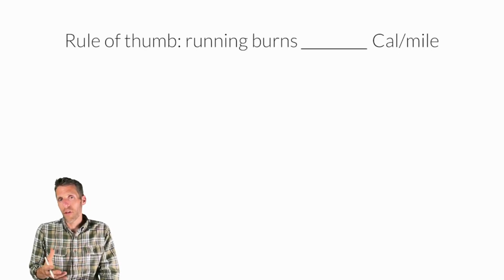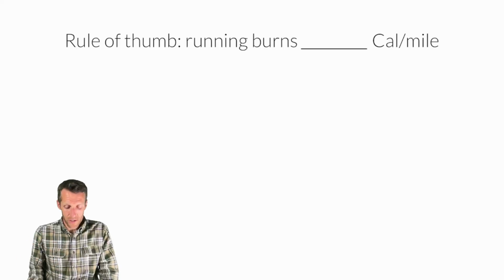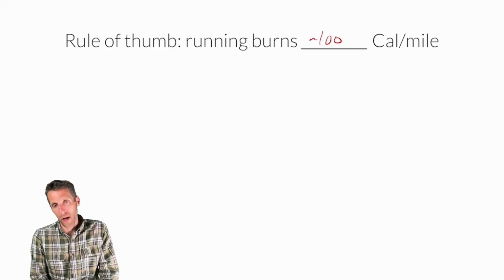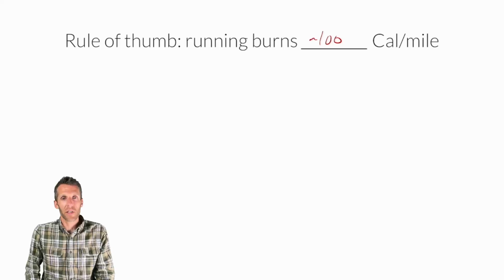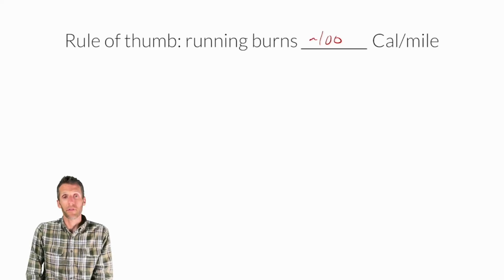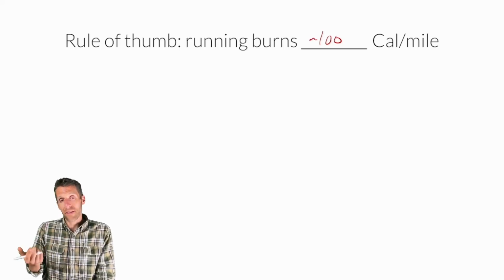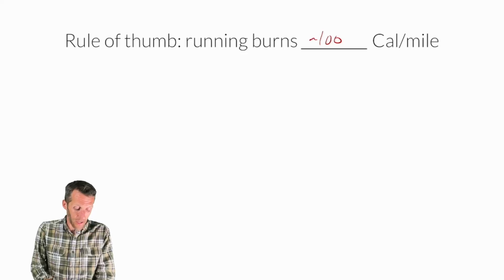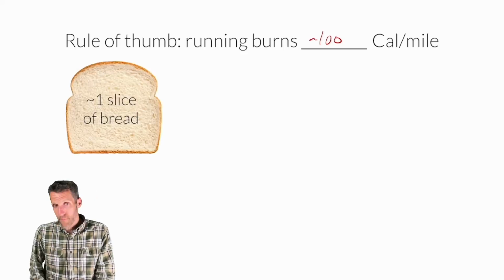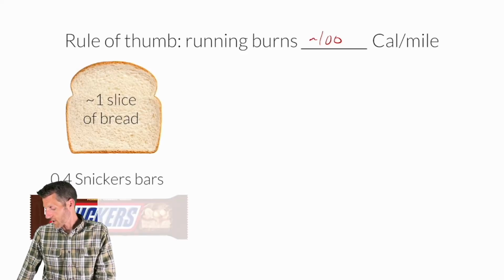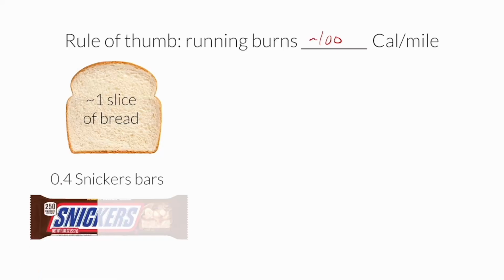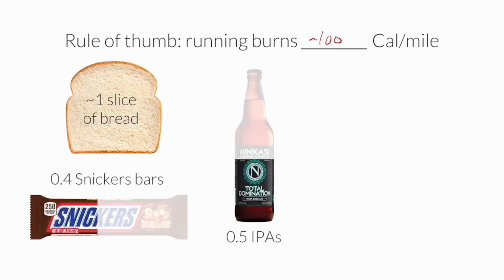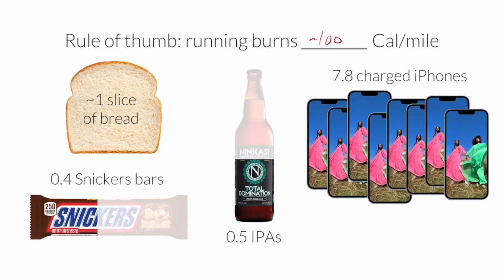So there's a rule of thumb that running burns about 100 calories per mile. That's a rough number, but it's good enough for the sort of thinking exercise we're about to do. If you ask, how much is 100 calories? Turns out that's about one slice of bread. It's 0.4 Snickers bars. It's half of an IPA, and it's 7.8 charged iPhones. There's a fun party fact.